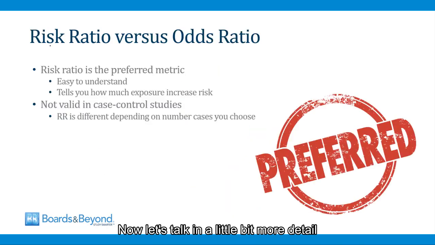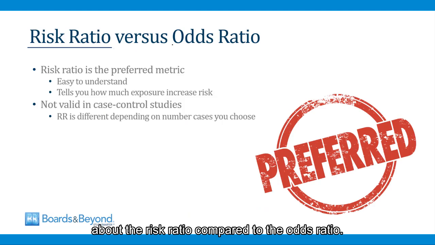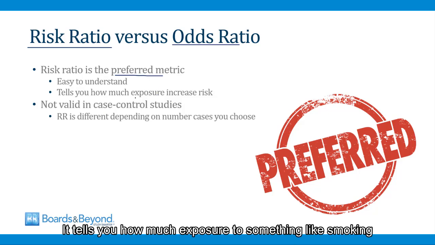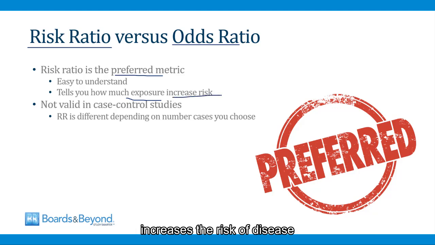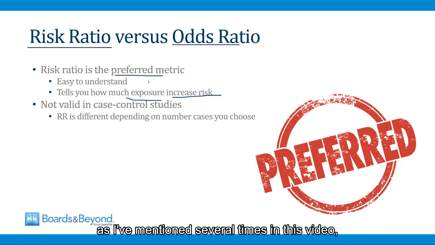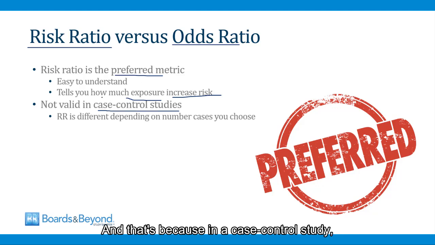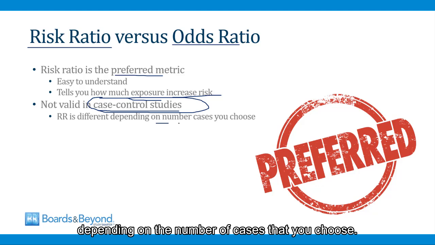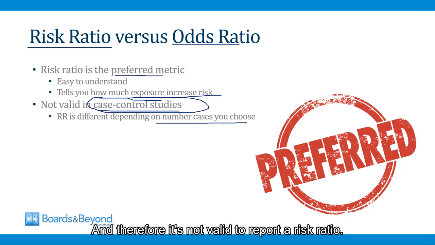Now let's talk in a little bit more detail about the risk ratio compared to the odds ratio. So the risk ratio is the preferred metric. It's very easy to understand. It tells you how much exposure to something like smoking increases the risk of disease for something like lung cancer. But the problem with risk ratio is, as I've mentioned several times in this video, it's not valid in case control studies. And that's because in a case control study, the risk ratio is different depending on the number of cases that you choose, and therefore it's not valid to report a risk ratio.